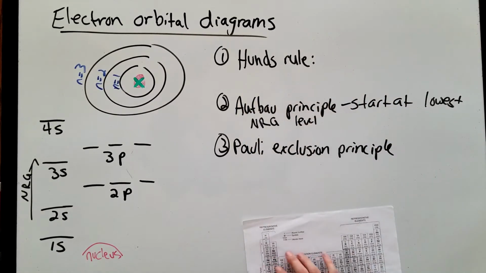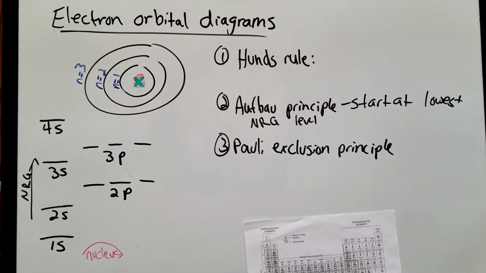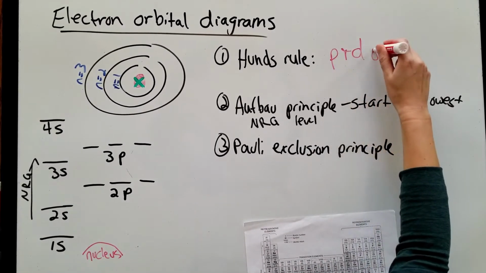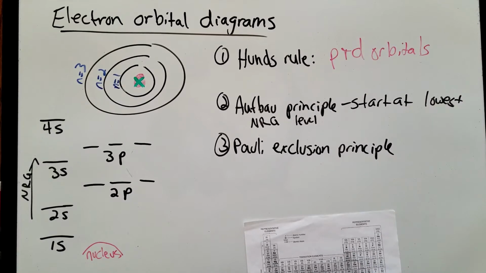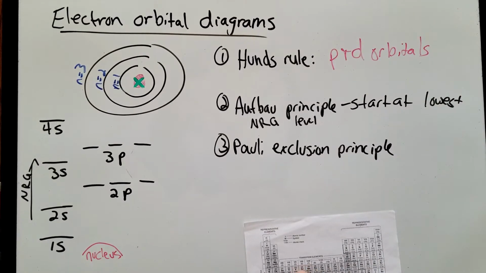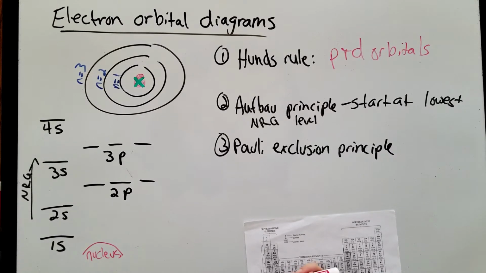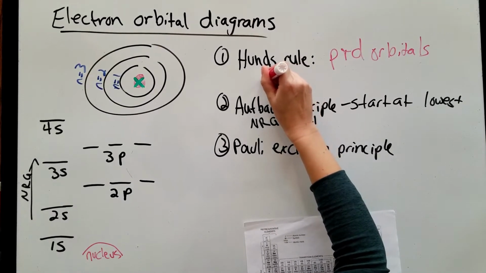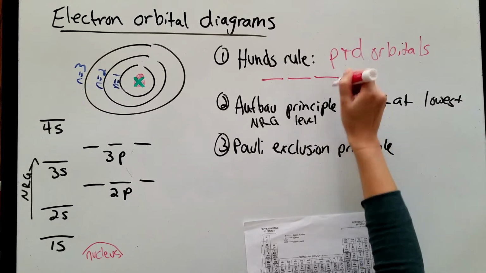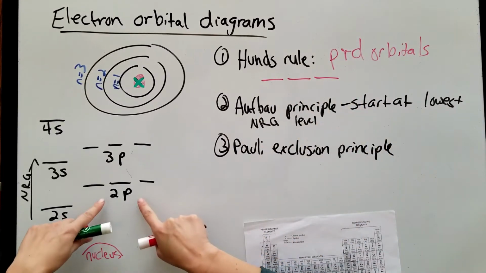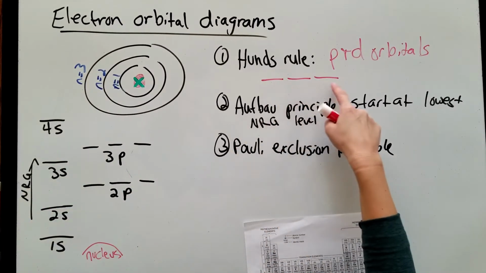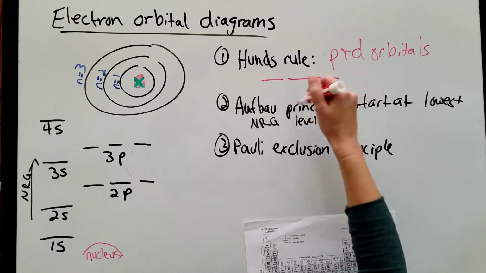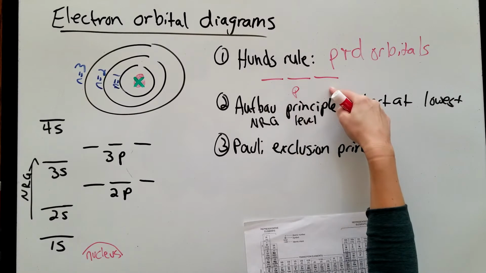Hund's rule only really applies to p and d orbitals. It's not going to apply to the s. What Hund's rule says is that electrons should singly occupy an orbital before pairing up. Let's look at an example to explain this. With a p orbital, remember the p sublevel has 3 orbitals. That's why when I wrote the 2p and the 3p sublevels, I have 3 lines, because these 3 lines represent my 3 orbitals. So this is representing a p sublevel with 3 orbitals in it.